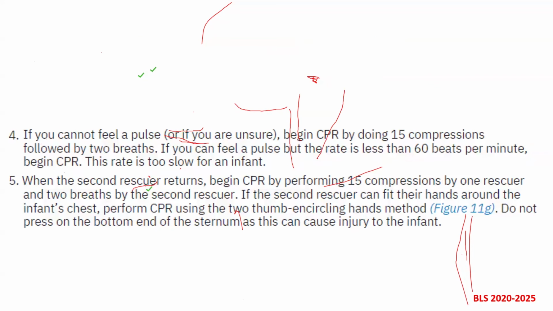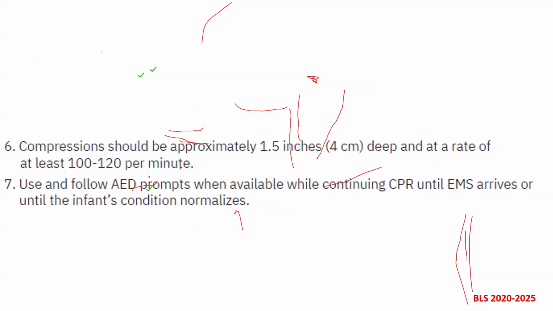If you cannot feel a pulse or are unsure, with 2 people, do 15 compressions followed by 2 breaths. If you can feel a pulse and the rate is less than 60, begin CPR, 15 compressions and 2 breaths. When the second rescuer returns, begin CPR, 15 compressions followed by 2 breaths. If the second rescuer can fit their hands around the infant chest, perform CPR using the 2-thumb encircling method. Do not press on the bottom end of the sternum as this can cause injury to the infant. Compression should be approximately 4 centimeters deep at the rate of 100 to 120 per minute.